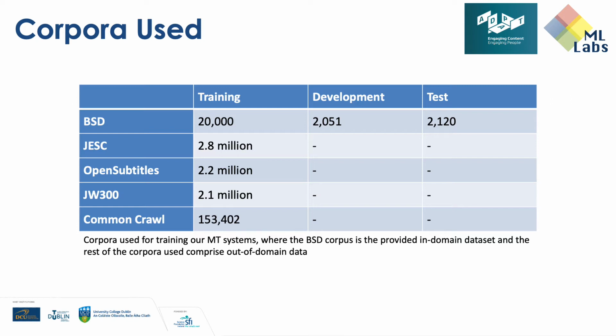So, just a bit more on the corpora we used. There we used the original BSD training set with 20,000 sentences, and then the JESC corpus with 2.8 million sentence pairs. We also used OpenSubtitles with 2.2 million sentence pairs. And then finally, for one of the baselines, we also used the JW300 monolingual set containing 2.1 million sentences. With one of our fine tuning methods, we made use of the Common Crawl corpus, where we mined 53,000 sentences to create a synthetic corpus.